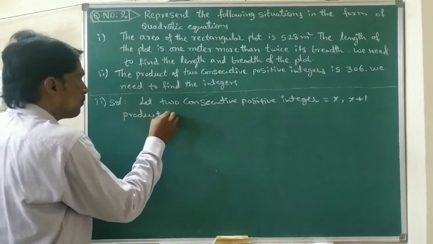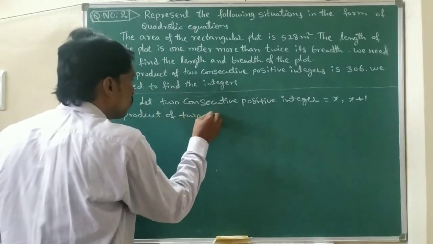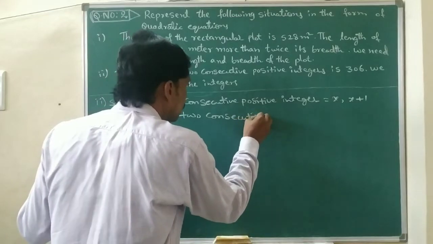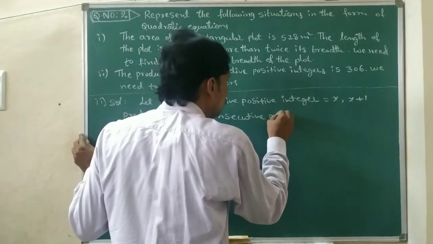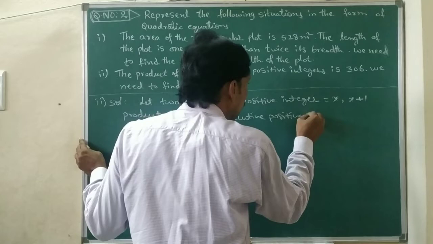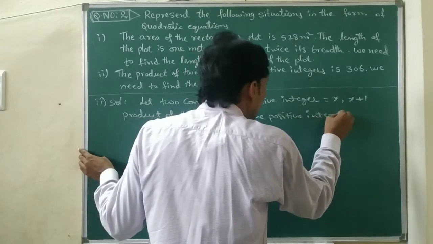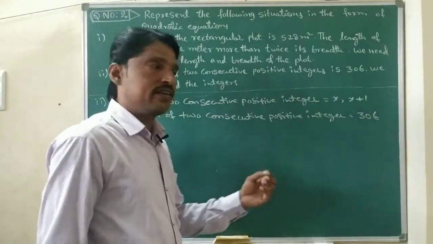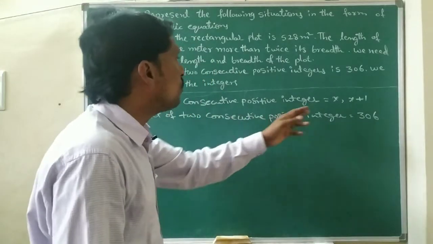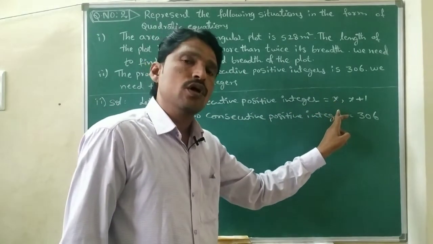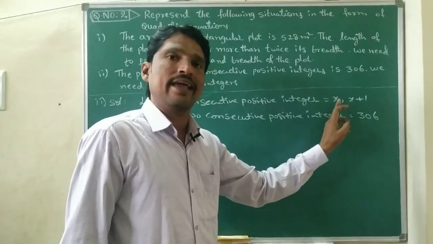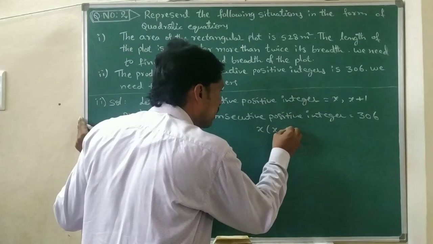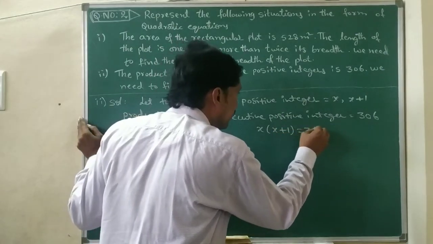Product of two consecutive positive integers equal, here it is given, 306. Product means we need to take the multiplication. So the two consecutive integers here are x and x plus 1. So x into x plus 1 equal 306.